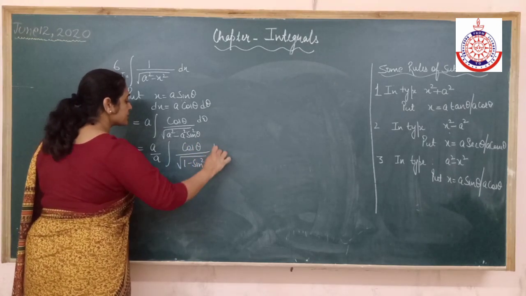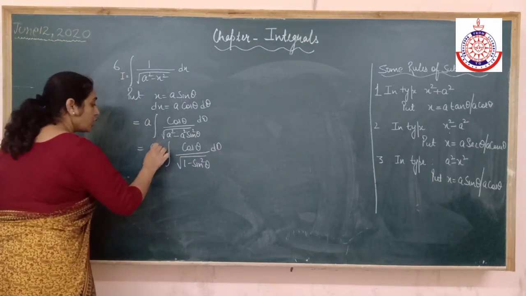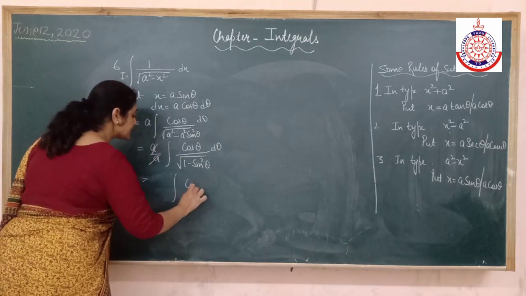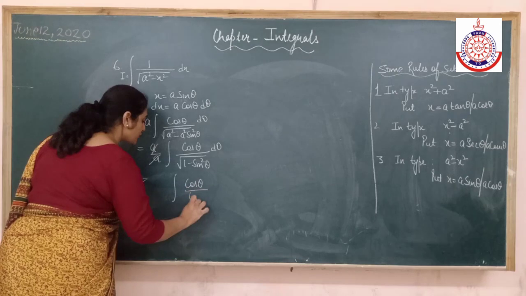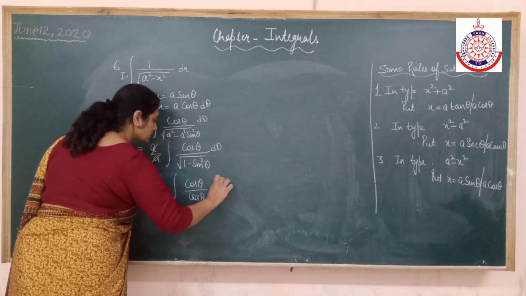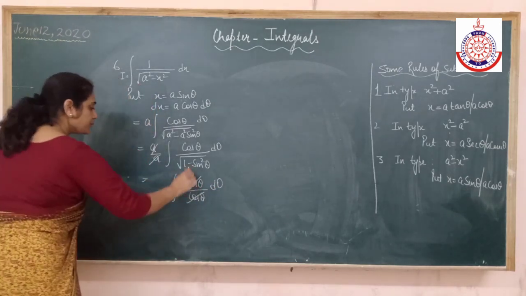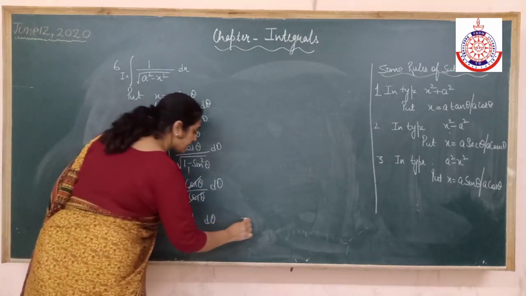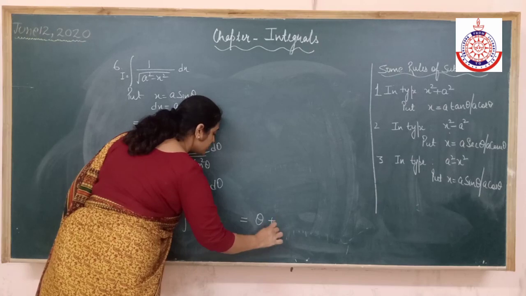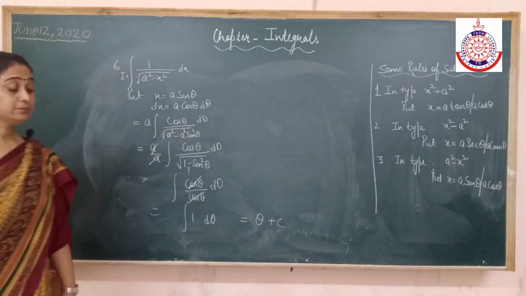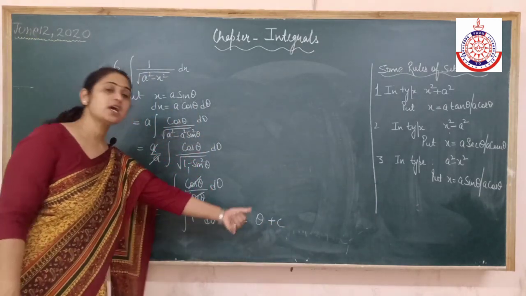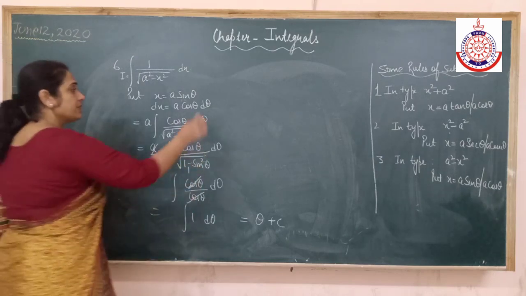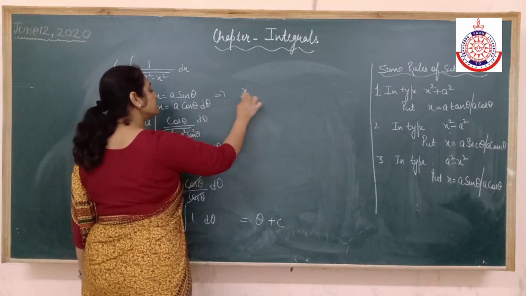What is 1 minus sine square theta? Cos square theta, and that is in under root, so it will be cos theta only. Cancel. What are we left with? 1. What is the integration of 1? Integration of 1 is always the variable with respect to which we are integrating. We are integrating with respect to theta. So theta will come. Let's find the value of theta from here.